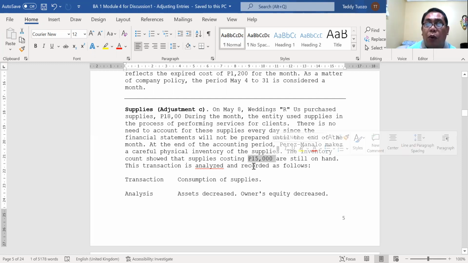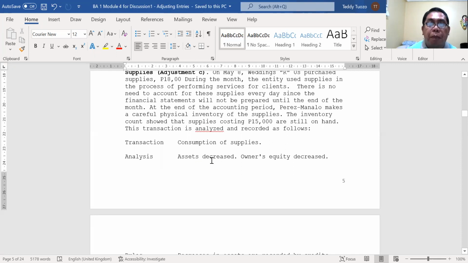So what would that give you? Based on the information, it would give you the amount of supplies that was used. From the 18,000 purchased, 15,000 remained. So 3,000 amount of supplies was already consumed or used. The transaction is the consumption of supplies.